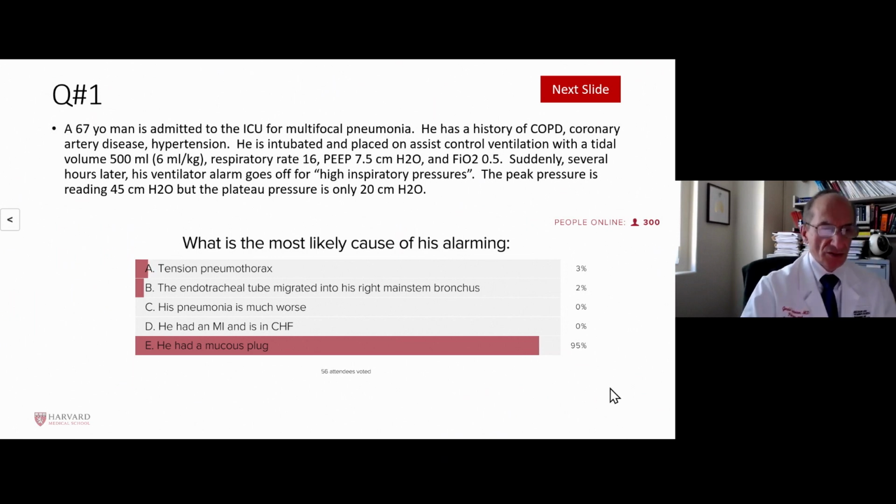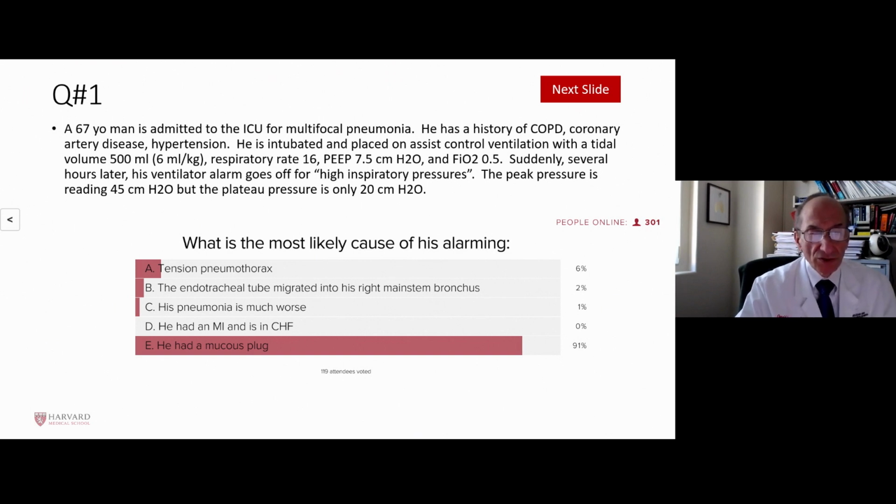Yeah, that's terrific. I would agree with the majority that this is a patient who likely had a mucus plug. It's really the only one of the 5 possibilities that represents a resistance problem. So a tension pneumothorax, you can think of it as somewhat stiffening the lung without creating any additional resistance, right? It's almost like fluid, but it's air that's compressing the outside of the lung.